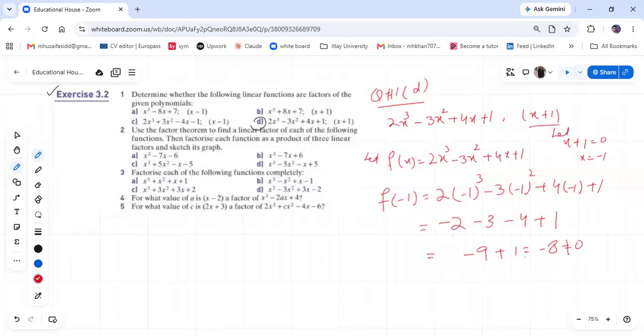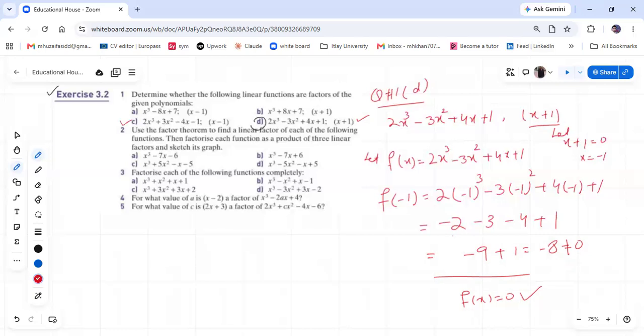Got it? Yes, sir. As you know, when we set our factor, our answer should be f of x equal to 0. It means our factor is okay and the condition is satisfied. But in this problem, our answer is minus 8, which is not equal to 0. That's why I'm saying that this is not a linear factor of that one.